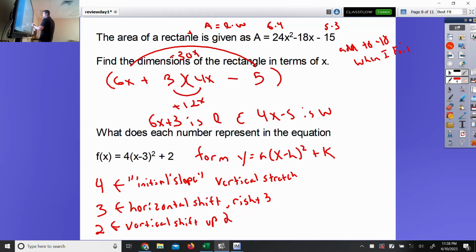H is literally for horizontal. I mean, I have no idea why they call it K, but H is for horizontal. So that's not hard. About half of you understand that. Which is pretty good in Algebra 2 class.